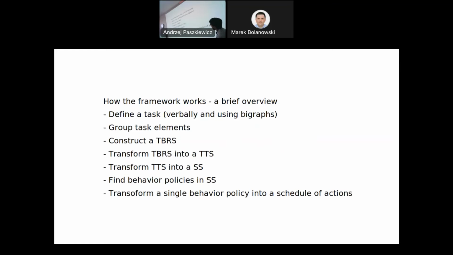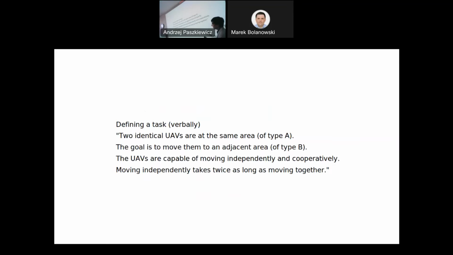Okay, defining the task. For the example that I will use to cover the design framework, I will use a very basic task. We consider two UAVs, two drones, that are placed in the same area. We call it an area of type A, and the goal is to move them to an adjacent area of type B. Very simple. But even with this example, we can demonstrate both cooperative actions and independent actions that may be performed by elements of the system.